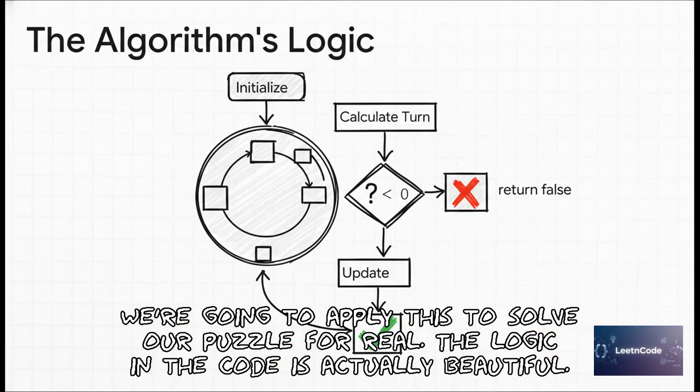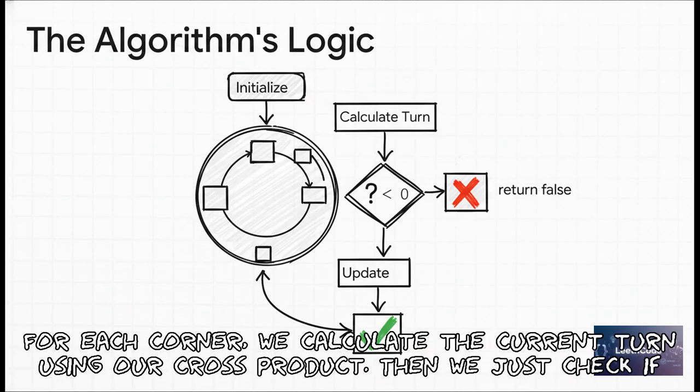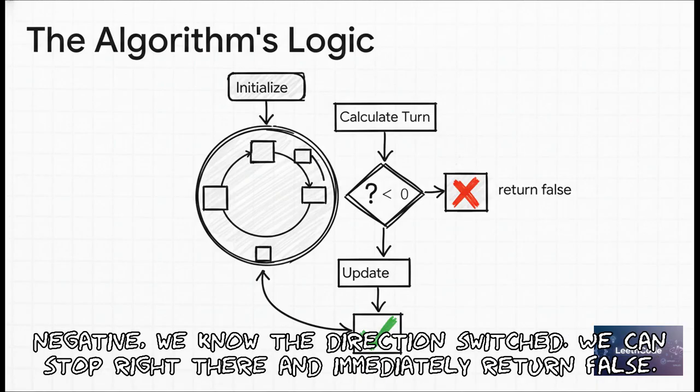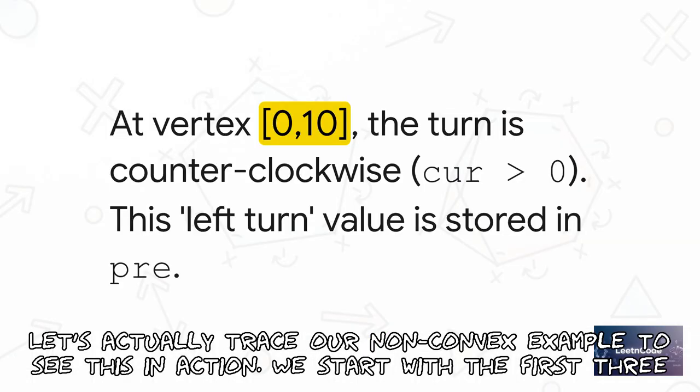The logic in the code is actually beautiful. We just loop through every single corner of the polygon, looking at 3 points at a time. For each corner, we calculate the current turn using our cross product. Then we just check if it has a different sign than the previous turn. If it does, say one's positive and the new one is negative, we know the direction switched. We can stop right there and immediately return false. If we make it all the way around the shape without any switches, we return true. Simple as that. Let's actually trace our non-convex example to see this in action.